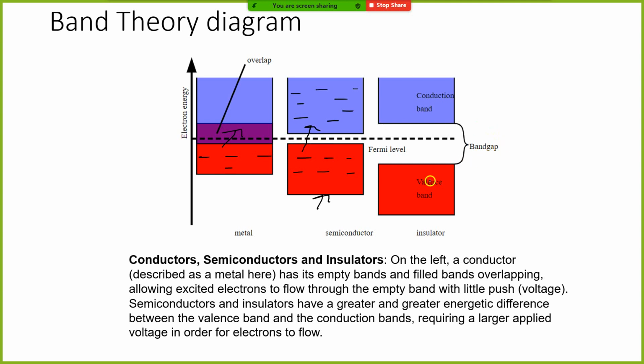Now, when it comes down to a pure insulator, we're seeing here that the gap between the valence band and the conduction band is much greater. So that is the reason why a piece of rubber, for the most part, does not conduct electricity or transfer heat easily, because these electrons would need too much energy to reach that level.